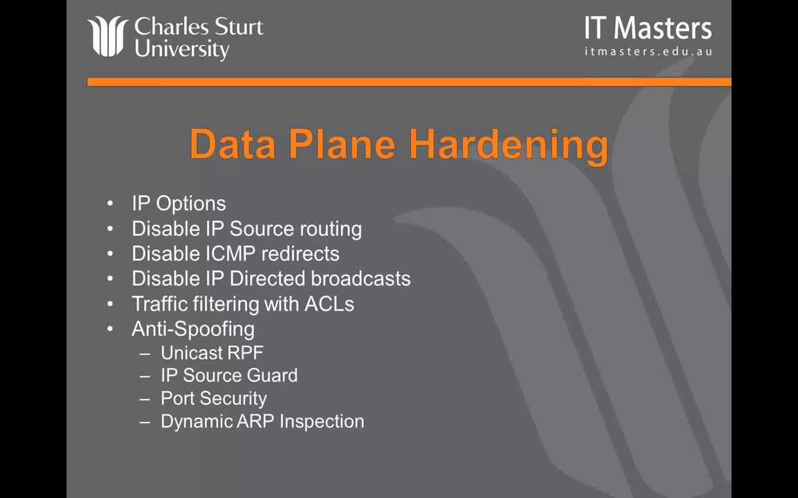And anti-spoofing, unicast reverse path forwarding. So if a packet comes in and says, I'm from 10.10.30.1 and it's come from the internet, you'd look at it and go, well, you're a private IP address, you sure as heck shouldn't be coming from the internet, so you drop it, you wouldn't respond to it. It's obviously bogus. IP source guard, port security.